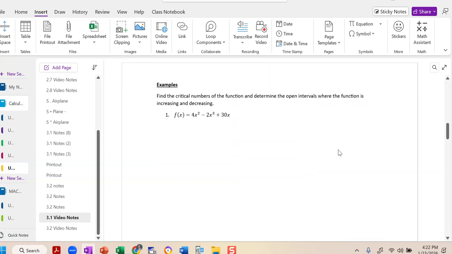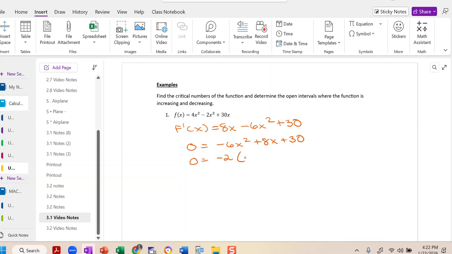All right, so examples here. Find the critical numbers of the function. First, to find the critical numbers, you have to find the derivative. When you take the derivative here using the power rule, you get that. Now, you set the derivative equal to zero, and then notice these are all divisible by -2. So we have 3x squared minus 4x minus 15.